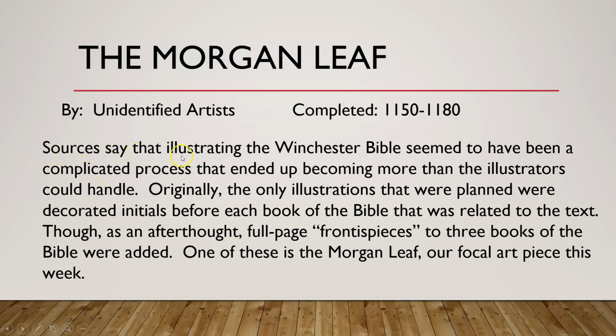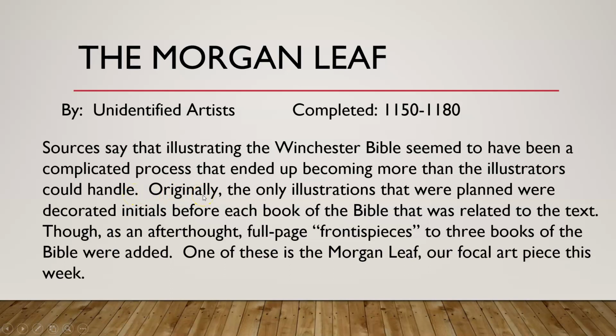So sources say that illustrating the Winchester Bible seemed to have been a complicated process, because that's the name of the Bible that this Morgan leaf page was in. And we'll talk about why that little page is called the Morgan leaf later. But it's in the Winchester Bible. So it seemed to have been a complicated process that ended up becoming more than the illustrators could handle.